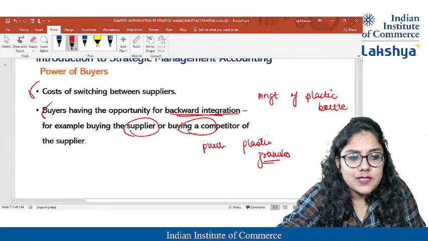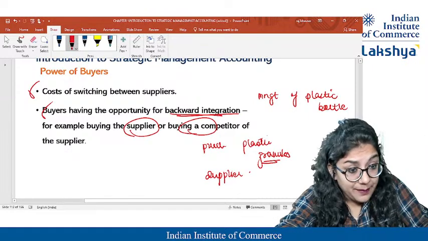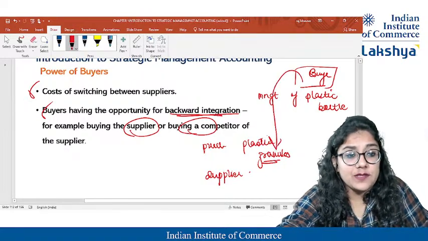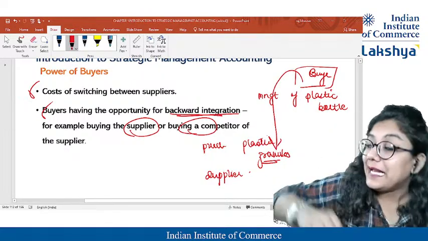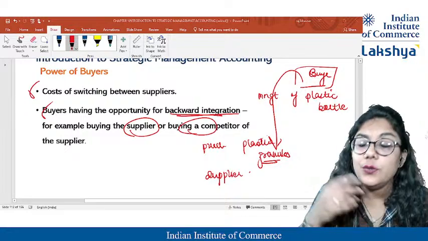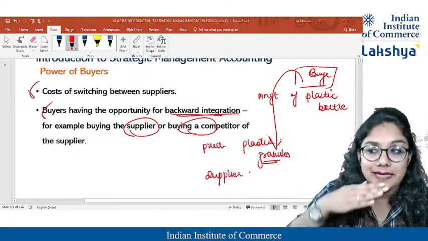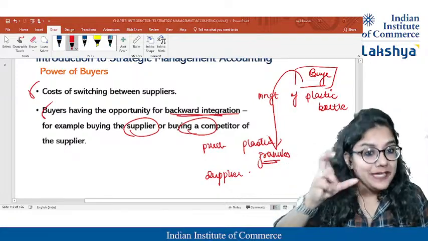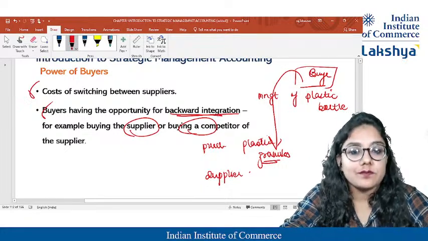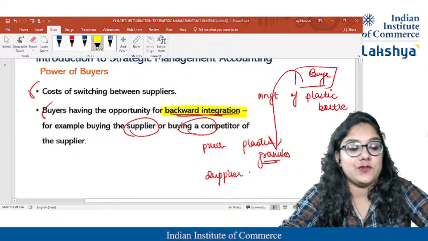So if I want to purchase the plastic granules, I would want one supplier. Let's say I am the buyer of these plastic granules. And if I have so much ability, I can purchase the supplier itself. So I have the power to tell them what price you have to sell at, or I can join hands with the competitor of my supplier so that we both can be mutually benefited. So going back is known as backward integration.